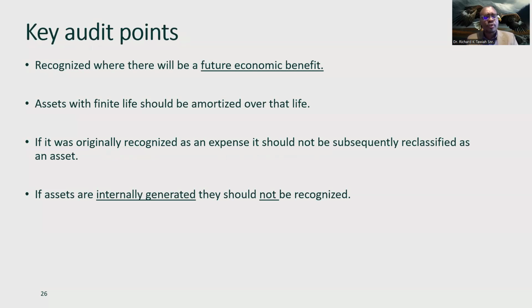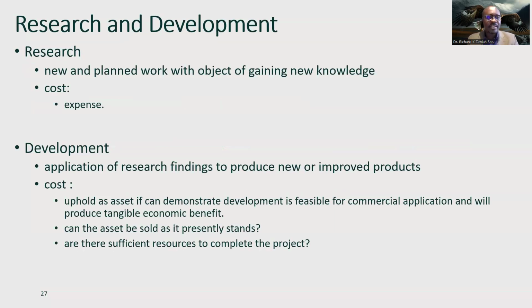If it was originally recognized as an expense, don't reclassify it back as an asset. I'm repeating this; we've seen it already. Same principles apply here. Again, if they are internally generated, do not recognize them unless they meet the PIRATE criteria. I've explained the PIRATE criteria, right? So research simply deals with trying to gain knowledge, work that helps us to gain new knowledge. Any expenses associated with research, expense it to the profit and loss account. But for development, we use the application of the research findings to develop new products or a new asset.